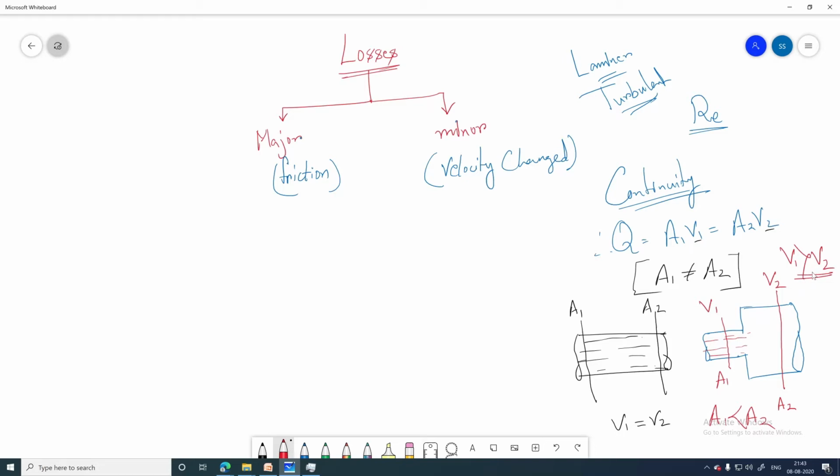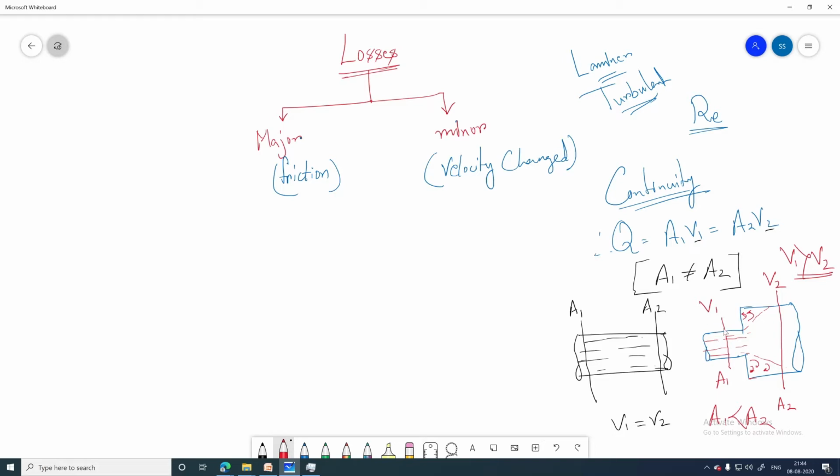So if the velocity changes, then there are some minor losses. In this particular portion, that means in case of sudden enlargement, the water will go something like this, and in this particular section there is formation of eddies. Okay, and due to that formation there are some losses in the fluid, and those losses are termed minor losses. So this particular case is for sudden enlargement.